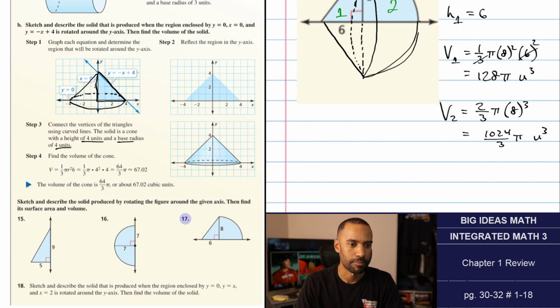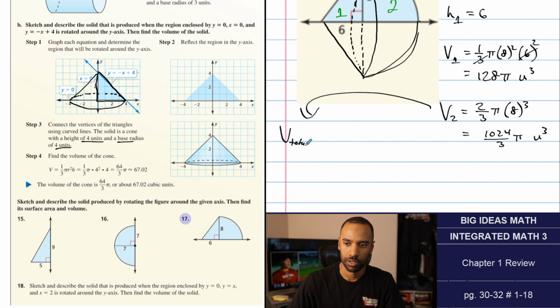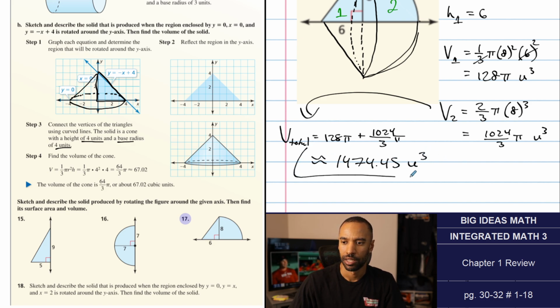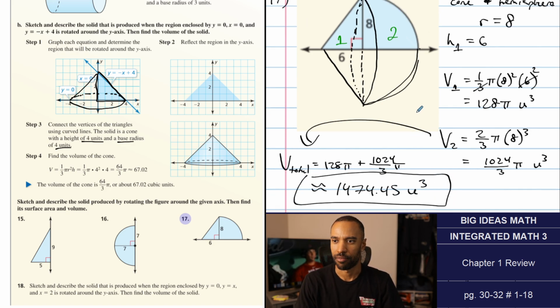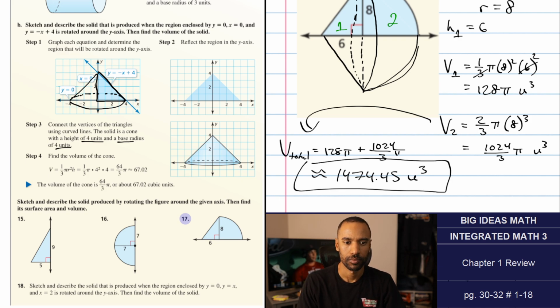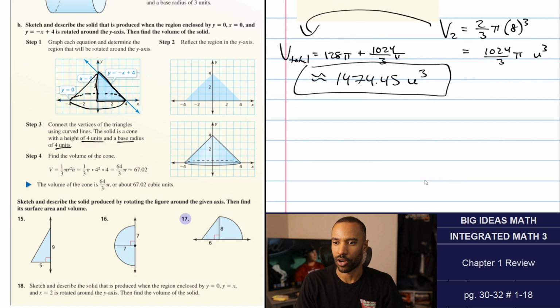Okay, let's do 1,024 divided by 3 times pi plus 128 times pi, because that'll be the ultimate addition of what we do. I won't write the exact. We'll just go volume total. So volume total equals 128 pi plus 1,024 thirds pi, which is about 1474.45 cubic units for volume of those two. Okay. All right, let's get to the surface area.